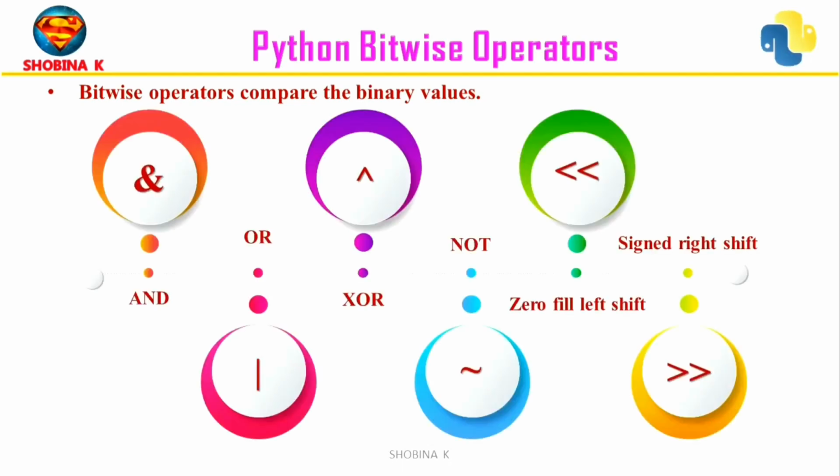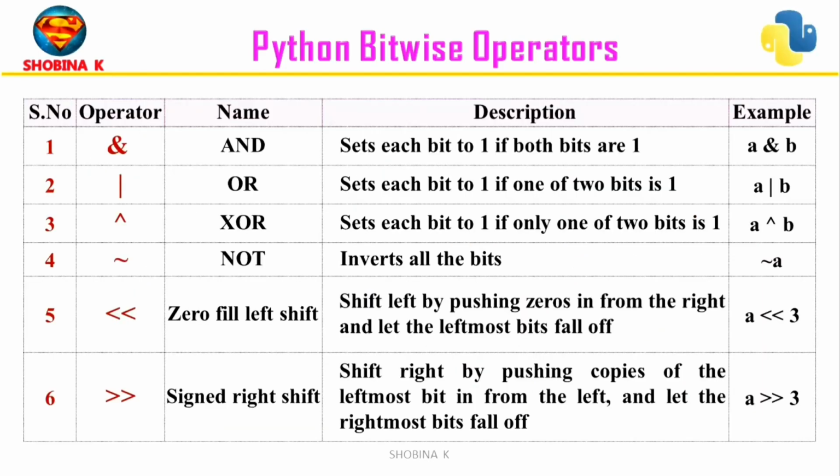Here are the main bitwise operators in Python: bitwise AND, bitwise OR, bitwise XOR, bitwise NOT, left shift, and right shift. Bitwise AND operator compares each bit of the first operand to the corresponding bit of the second operand. If both bits are 1, the resulting bit is 1, otherwise it is 0.